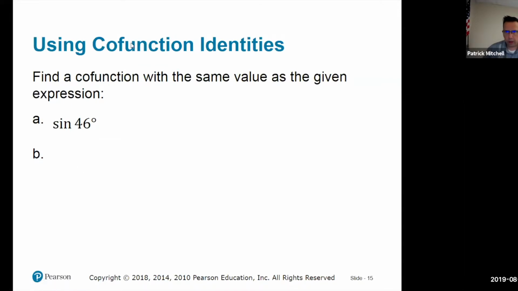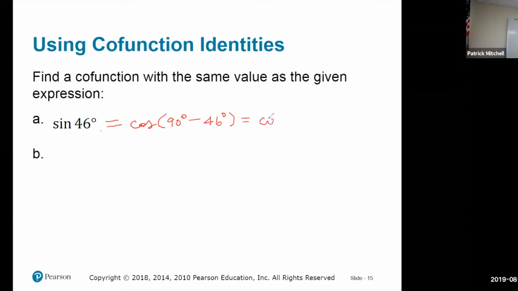Okay. So what they're looking for with sine of 46 degrees is for me to say that that's the same thing as the cosine of the complementary angle, 90 minus 46. So they're looking for me to say that the sine of 46 degrees is exactly the same thing as the cosine of 44 degrees.